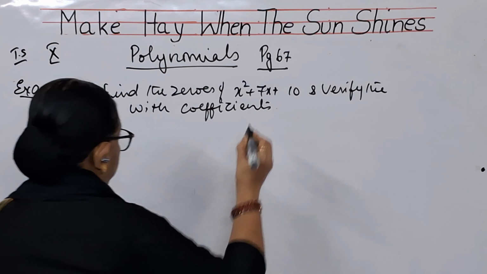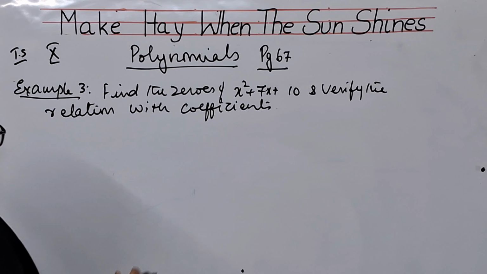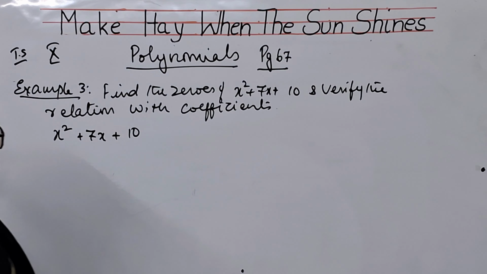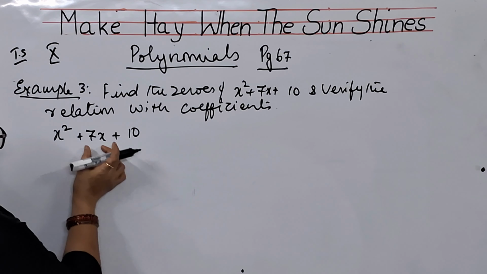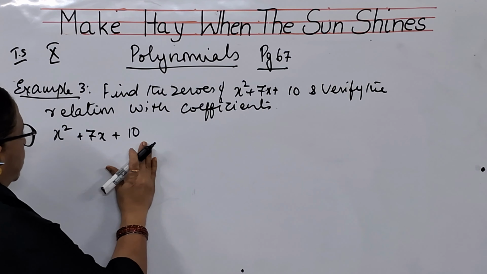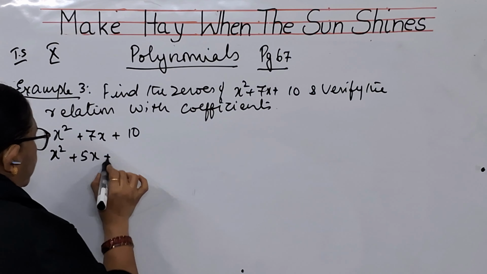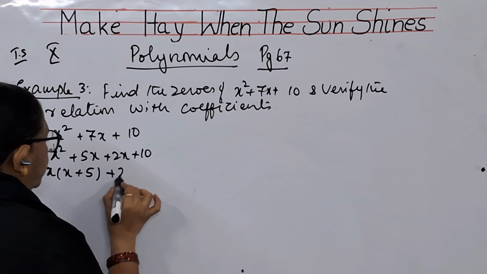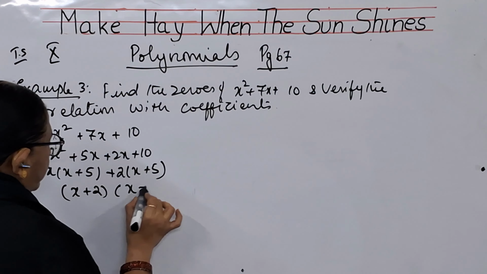Earlier our sums also are just like this, children. Try to do it by yourself, otherwise you can get an explanation here itself. Now the given polynomial is x square plus 7x plus 10. Because you need to find the zeros, first you have to split the middle term. How will you split the middle term? For 10, you need to get 7. 5 twos are 10, and 5 plus 2 is 7. So x square plus 5x plus 2x plus 10. That means x into (x plus 5) plus 2 into (x plus 5), that is (x plus 2) into (x plus 5).